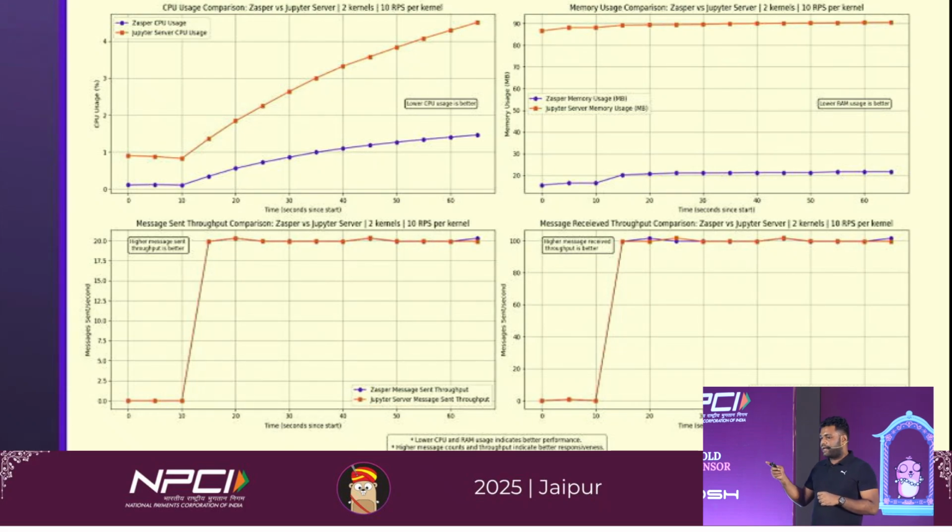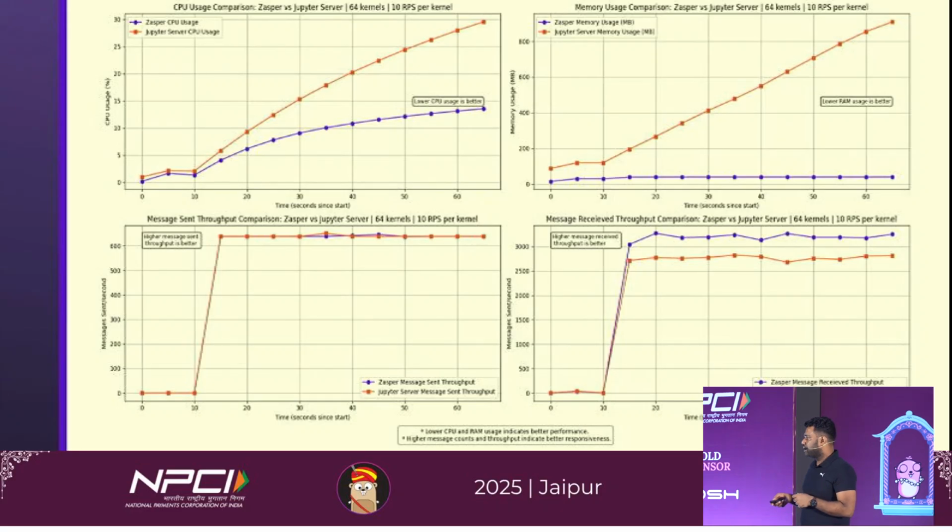And for the RAM, you can see that RAM is consistently low, like a constant line, but for Jupyter it's much higher. The third and fourth diagrams are about the send throughput and received throughput. Both are at the same point, which means the performance is the same, all the messages are being received properly, and no kernel misbehaved. But the CPU and RAM are much lower in the case of Jasper.